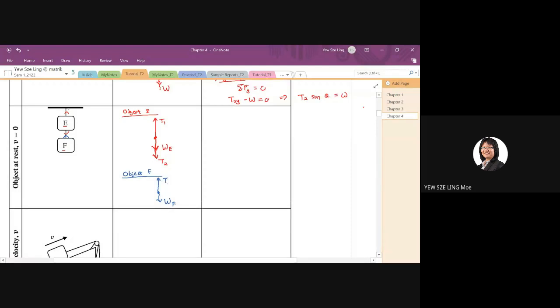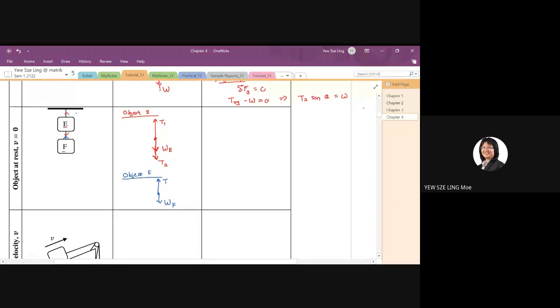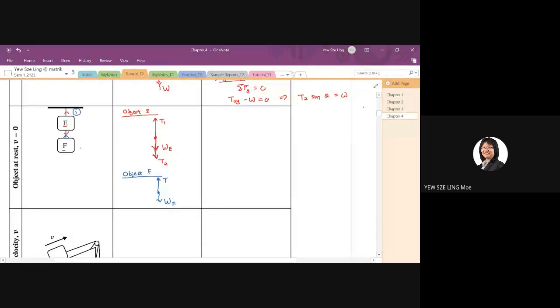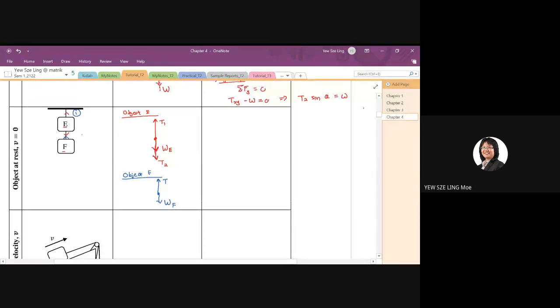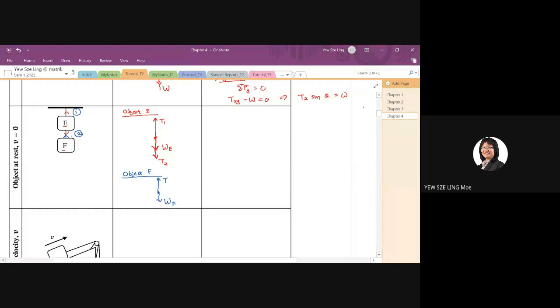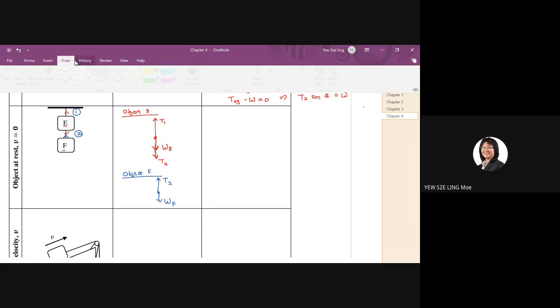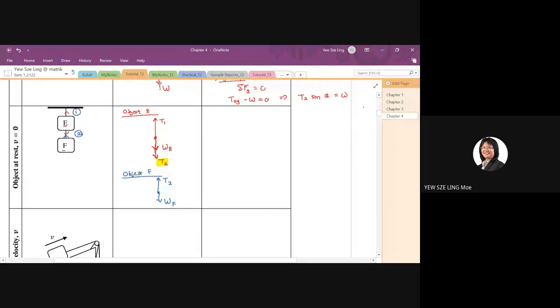Now the string that is joining the wall and the object E, we labeled as string 1. The string that is joining object E and object F, just now we labeled as string number 2. Therefore, for object F, the T should come with a subscript T2, because it refers to the string in between E and F. So when it comes to this type of questions, we can join these two diagrams by using T2, because T2 in object E and T2 in object F, both of them have the same value.